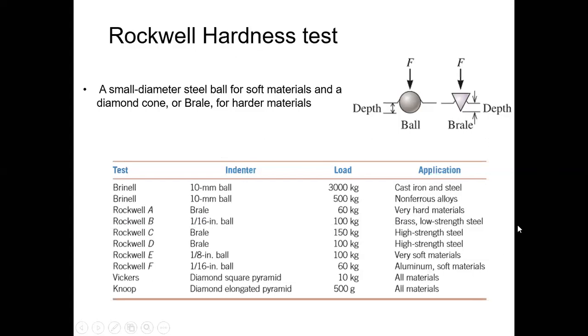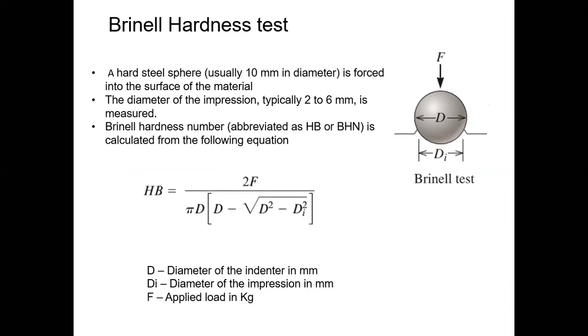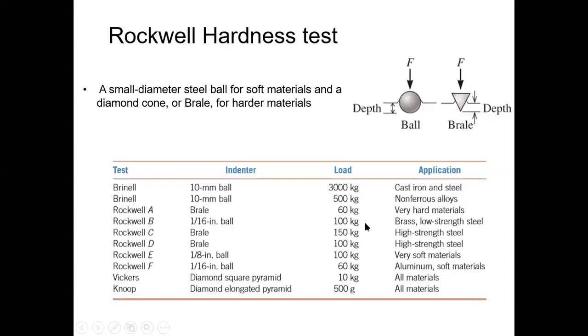You have to choose the Brale or the ball, the indenter type, based on the material you test. Usually in that Rockwell hardness test, you can automatically get a value for the hardness from the scale it has. You don't have to do that kind of calculation. You can search for this Rockwell hardness test. There are a lot of videos available on YouTube also to demonstrate the Rockwell hardness test.